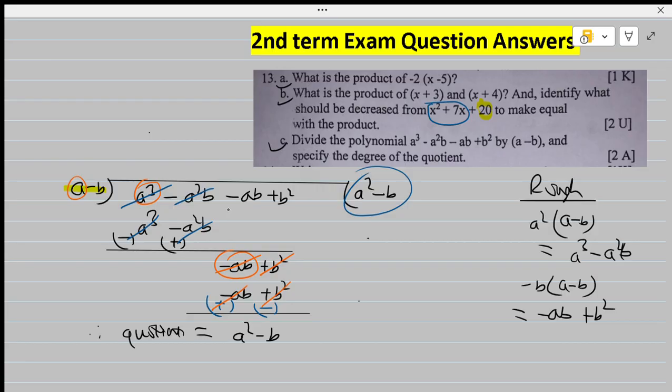After finding the quotient, you're asked to specify the degree of the quotient. Here you see a square is second degree and b is first degree. So the highest degree is second, so the degree of the quotient is second. Therefore, the degree of the quotient is 2.